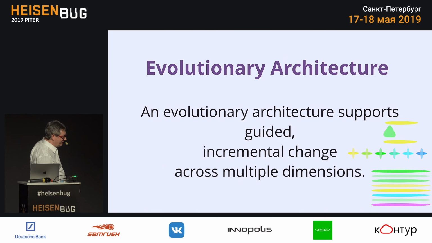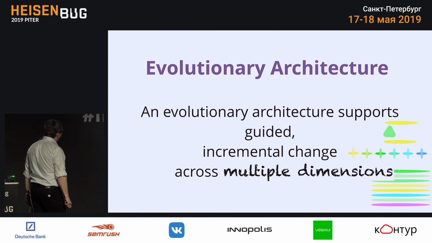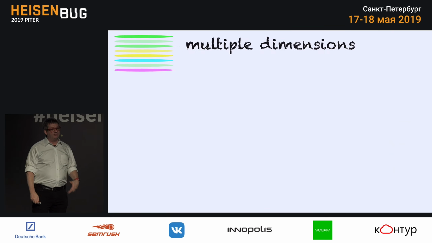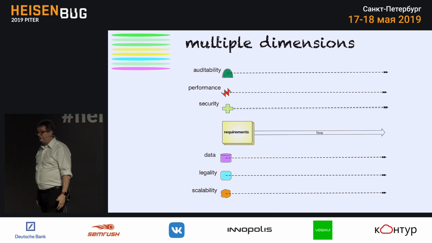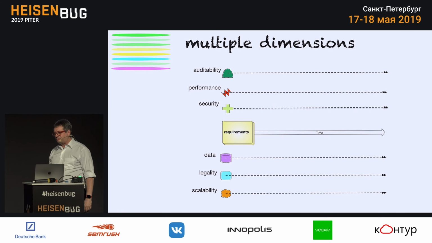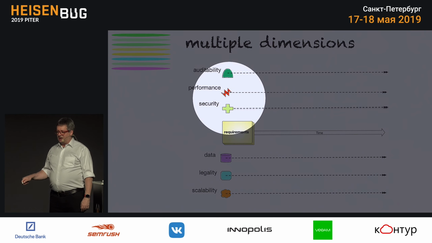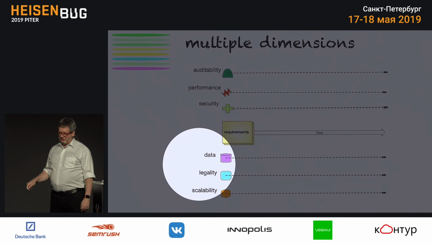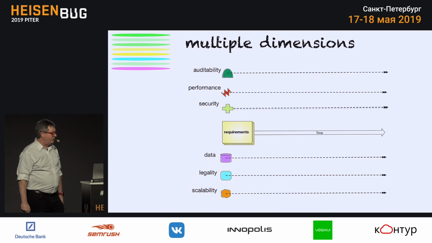The last part of our definition talks about multiple dimensions. And this is really just the pragmatic awareness that if you're talking about evolving software systems, you can't just talk about the structure and architecture of those systems. And so you'll see in our definition here things like performance and auditability and scalability and legality, which are very common things that you think about in architecture.